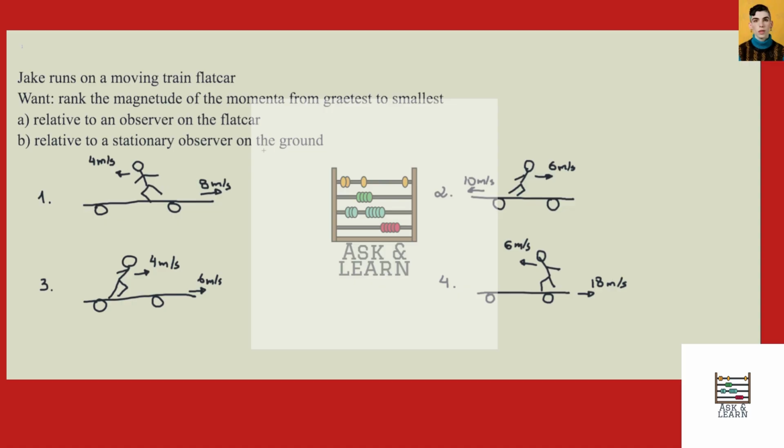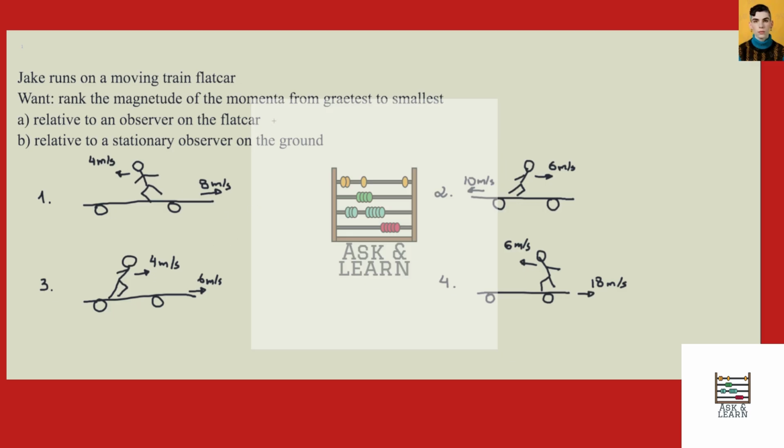So in this problem, we're going to see Jake running on a moving train flat car, and we're going to rank the magnitude of the momenta from greatest to smallest. On part A, we're going to do this ranking relative to an observer on the flat car, and on part B, we're going to do it relative to a stationary observer on the ground.